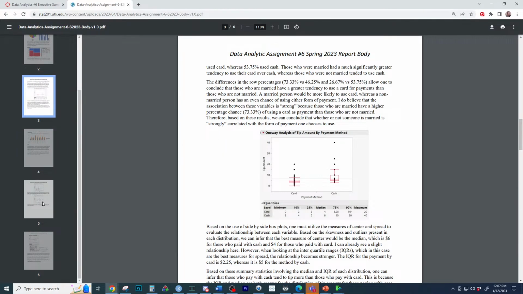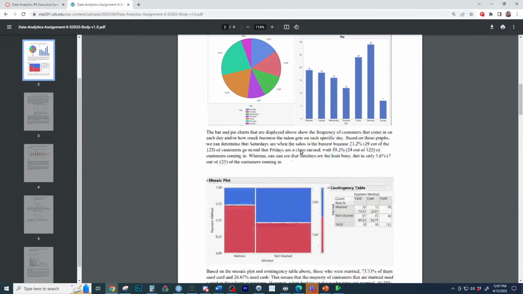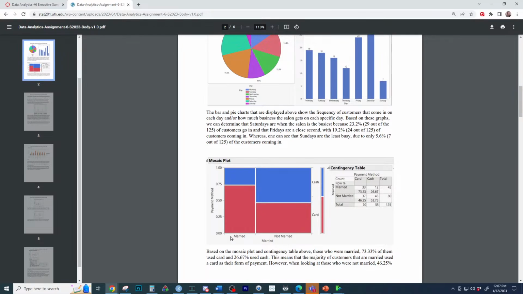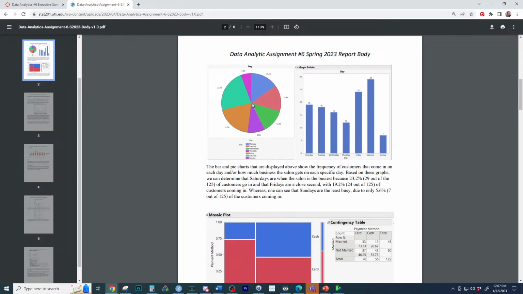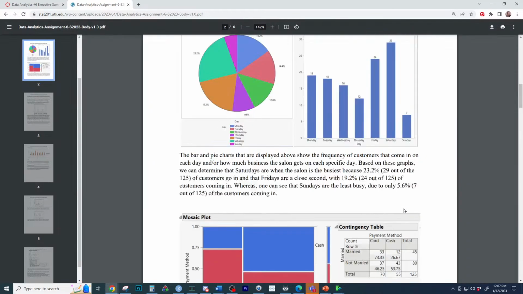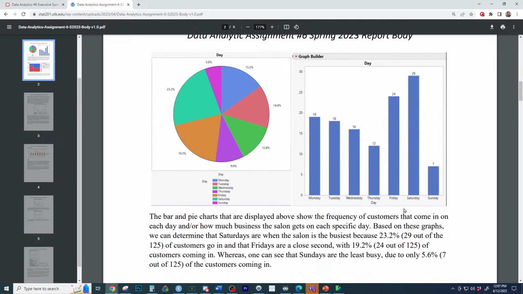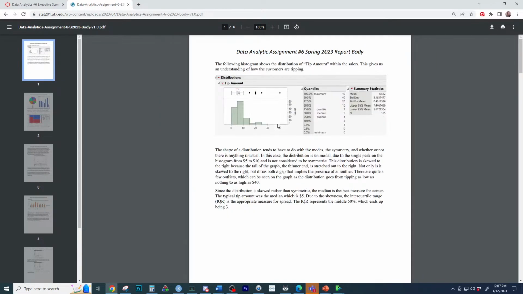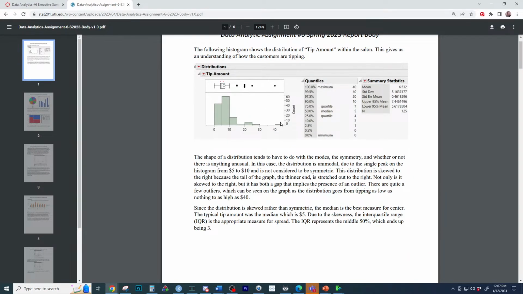You've got an analysis of the difference between the two distributions for card or cash. You've got a mosaic plot showing people who are not married versus married if they use cash or card. You've got a pie chart right here showing what days of the week people came in on, and also the bar chart. So pie chart and bar chart showing days of the week people came in on. And you've got just some extra information right here on the distribution of tip amounts.